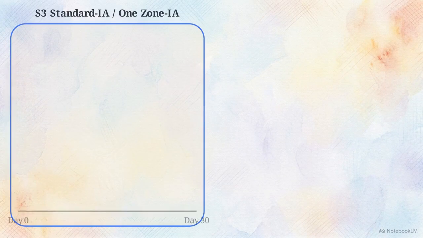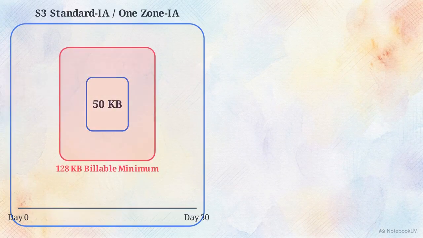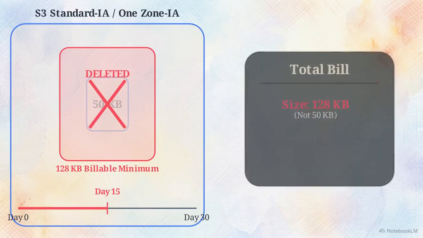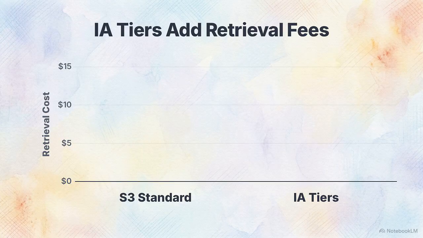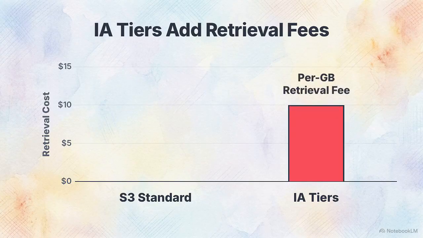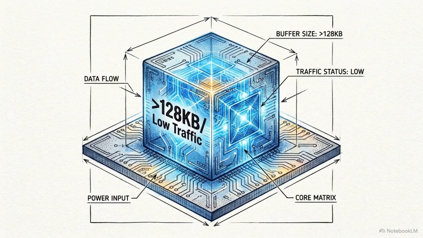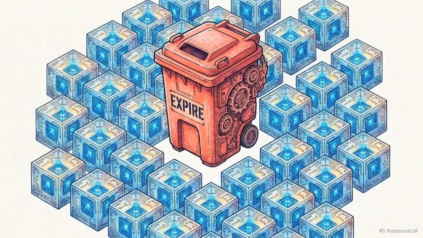Both S3 Standard IA and OneZone IA enforce a strict 30-day minimum storage duration and a 128 kilobyte minimum billable object size. If you transition a smaller file or delete it early, S3 still bills for the full 128 kilobyte size and the entire 30-day duration. Additionally, the IA tiers introduce per gigabyte retrieval fees that are not present in S3 Standard. Effective transition rules target specific data profiles, objects large enough to exceed the billing threshold and accessed infrequently to avoid excessive retrieval fees.